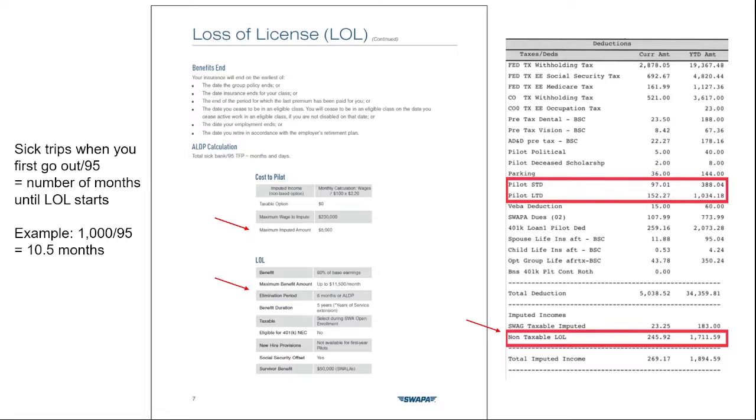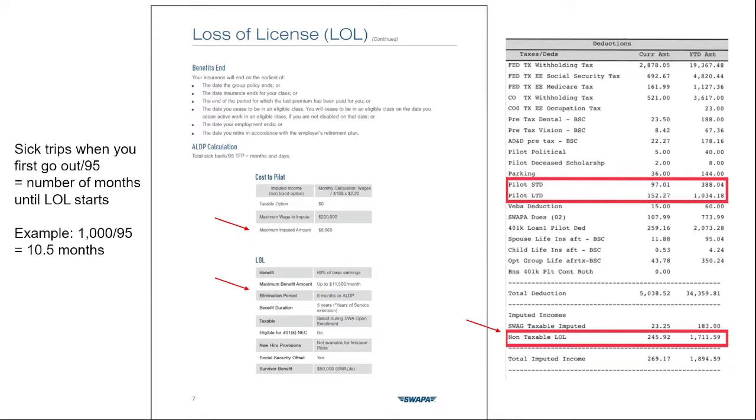Now, if you have 1,000 sick trips in your sick bank, your last day of pay is 1,000 divided by 95. So in this case it would be 10.5 months. In the meantime, from month 7 to 10.5 months, you'd be receiving the full benefit of long-term disability until you hit loss of license. For next year, that's $13,500. And then at the 10.5 month period, loss of license will kick in to a maximum of $11,500.